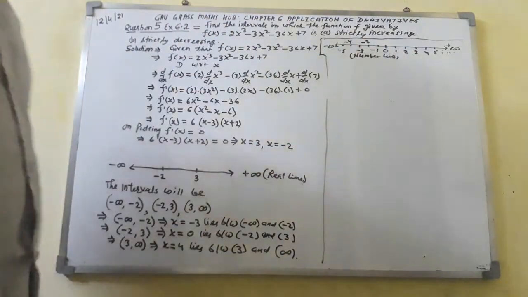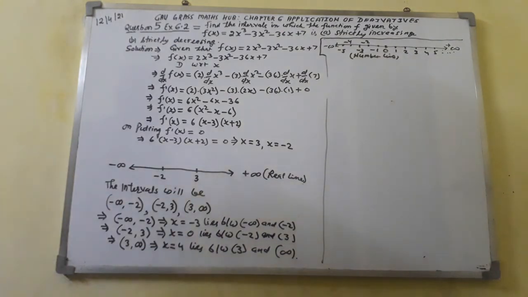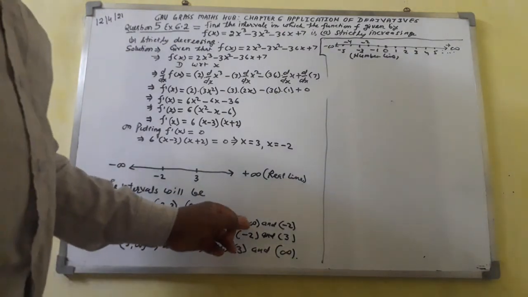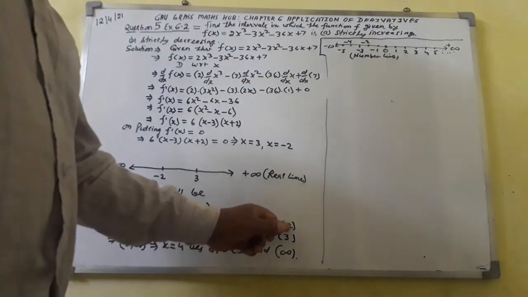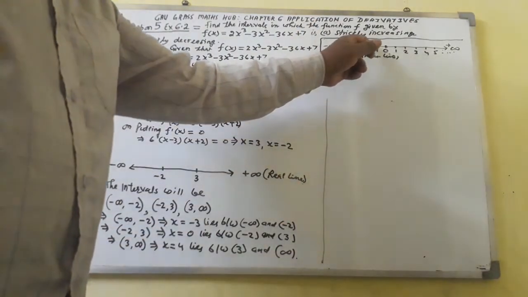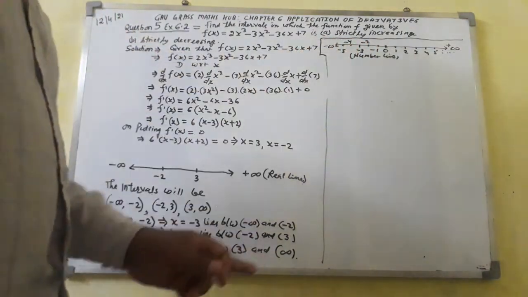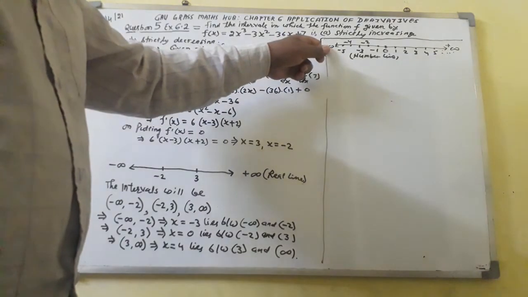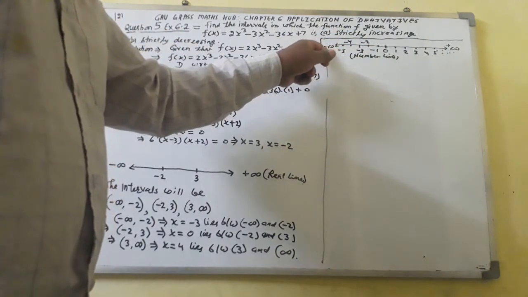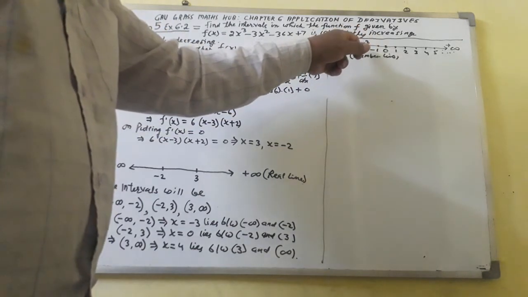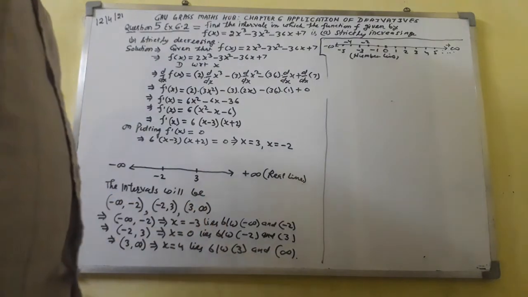On the number line, I have counted this thing. Now here you can see minus infinity and minus 2. In between, what number will lie? Minus 3. So between minus infinity and minus 2, minus 3 will lie. So here I have taken minus 3.